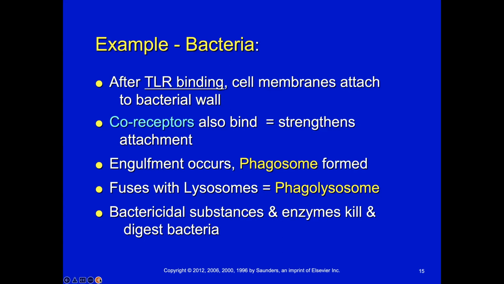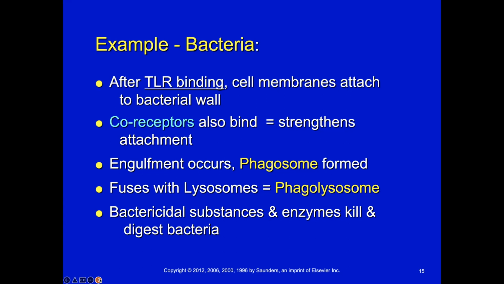After the immune cell binds to that bacteria with its toll-like receptors, the membranes of the cell and the bacteria wall will attach. A variety of co-receptors will also bind to the bacteria, and this strengthens the attachment. And this is what you need. You have these wiggly bacteria, for example, and you need to be able to hold on to them very firmly.